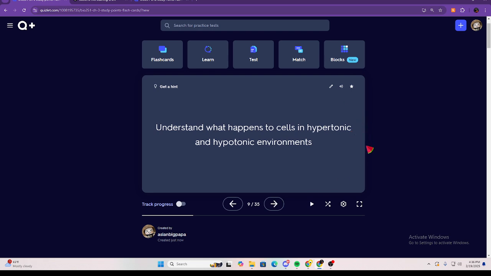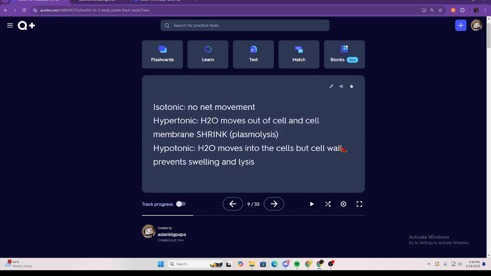Understand what happens to cells in hypertonic and hypotonic. So isotonic is where there's no net movement. Hyper and hypo, I think of like two different scenarios. So hyper, I'm thinking like, ooh, I'm so hyper right now, I want to go to a party. So basically, it's kind of like H2O wants to go out of the house. So H2O moves out of the cell, which is the house, right, to go party. And then what happens? The cell membrane shrinks and plasmolysis happens, right? Hypotonic, I think of like hippo, like round and big, right? So basically H2O moves into the cell, and the cell kind of expands.